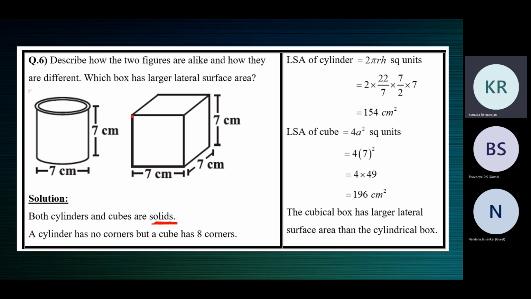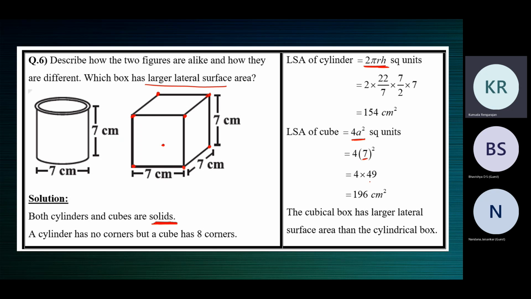You can see here, these are the corners. There's one here also, no? There. A cube has 8 corners. Okay, and you have to find which box has the larger curved surface area. So the curved surface area of a cylinder is 2 pi r h, and of a cube is 4a square.